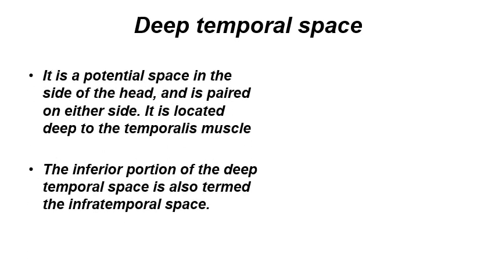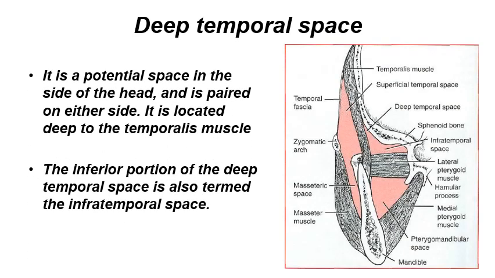And here we come to the deep temporal space. It's a potential space in the side of the head. It is a paired space which is located deep to the temporalis muscle. The inferior portion of the deep temporal space is also termed the infratemporal space.